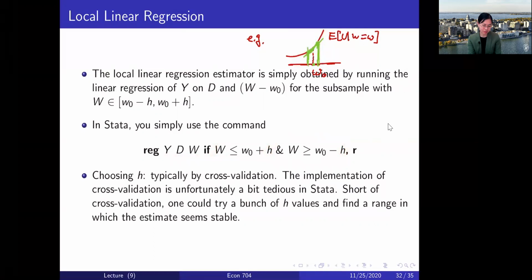Right? So you kind of start from an interval that includes, say, 15 or 20 observations, and then increase it from there and see how your estimate for the causal effect changes. Hopefully, it's stable for a range of H. Then you can have a good idea of what the causal effect is.